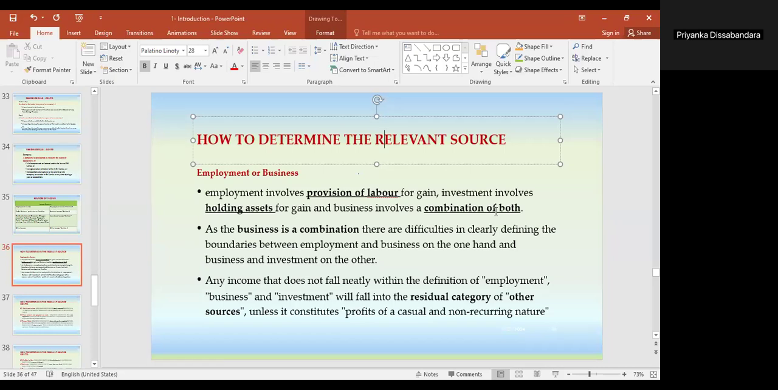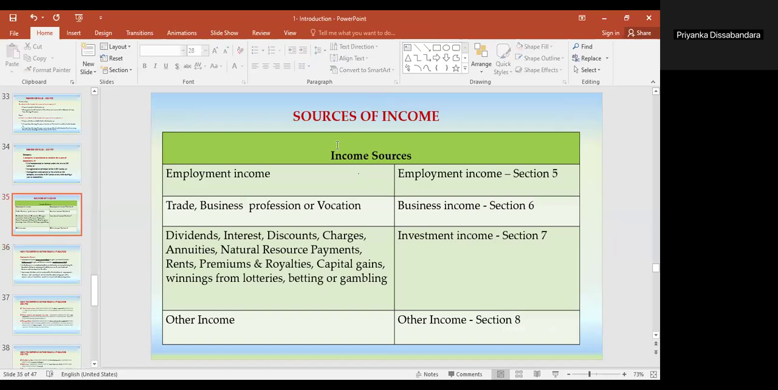Investment income involves holding assets. We hold shares, we receive dividends. We hold our money in the bank, we receive interest. We hold our property, we receive rent.